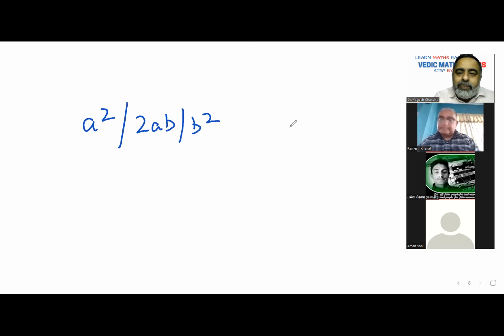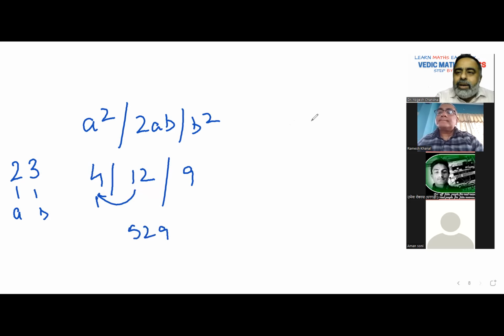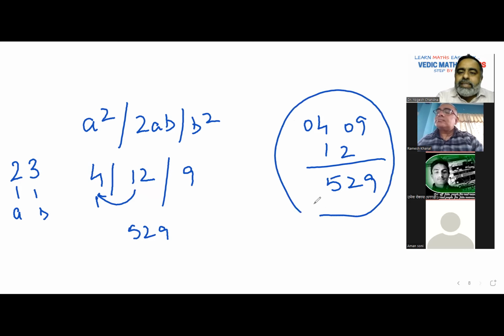For example, the first example we took was 23. So A is this, B is this. A square means 4, 2AB means 12, B square means 9. So only one concept. Earlier, what we did, we wrote 04, 09, and we wrote 12. So we made 529. This was what we did just now.